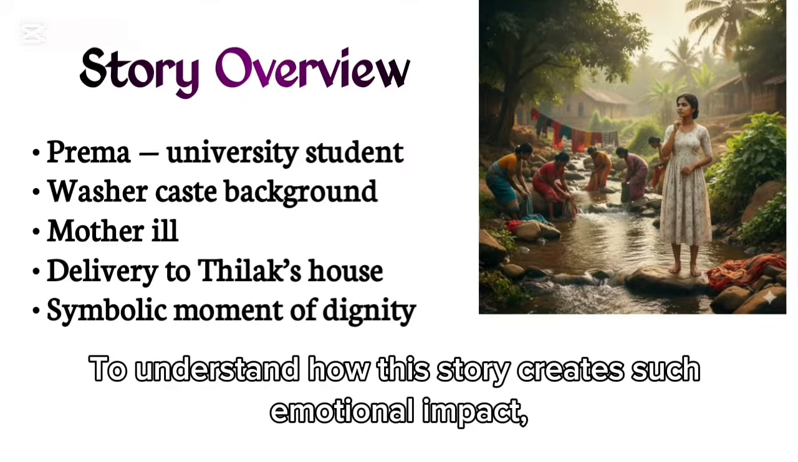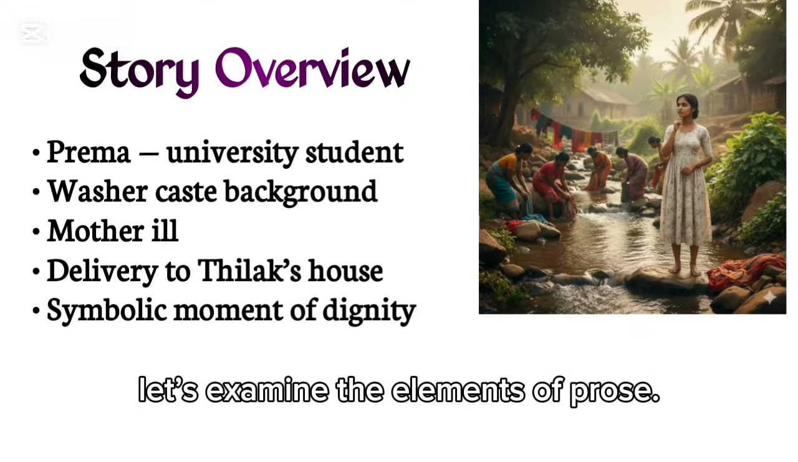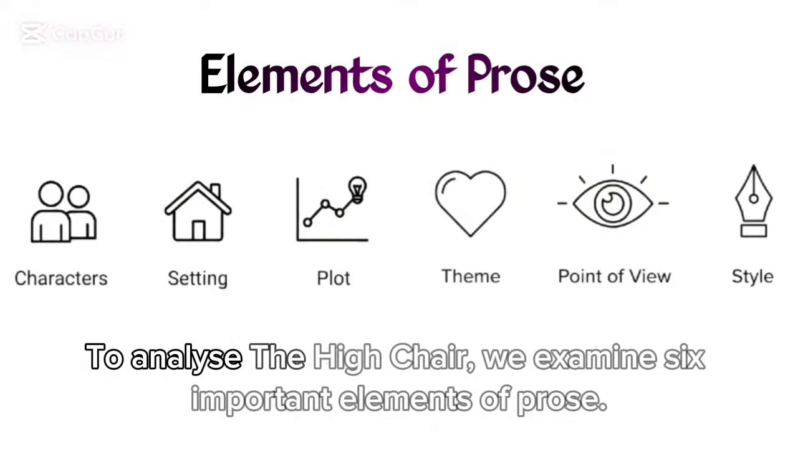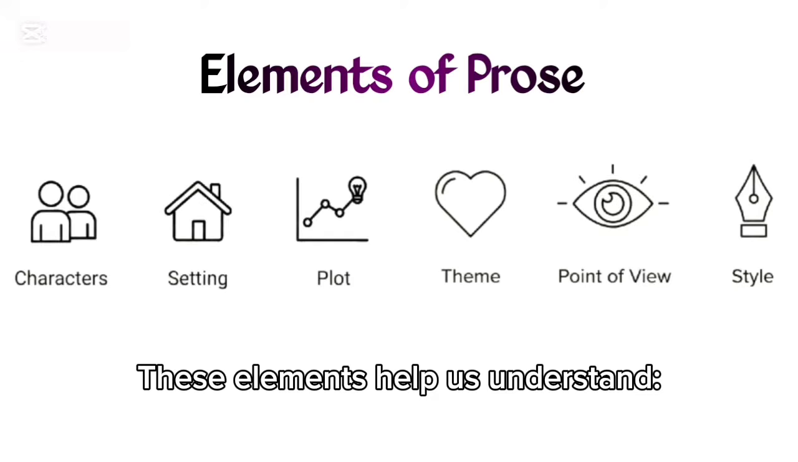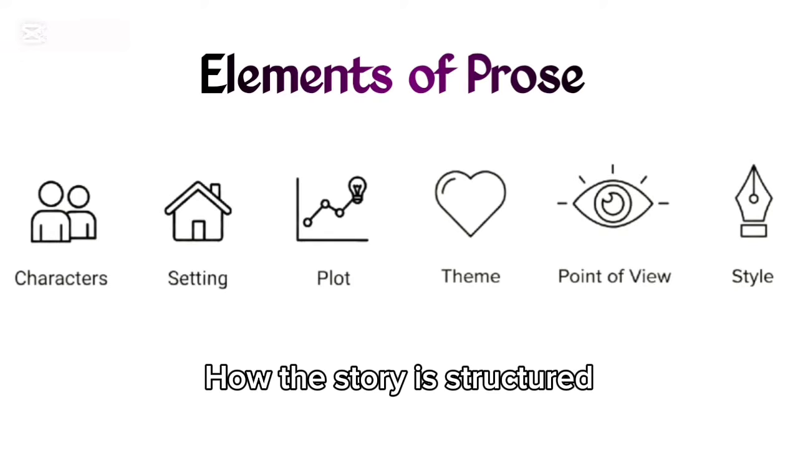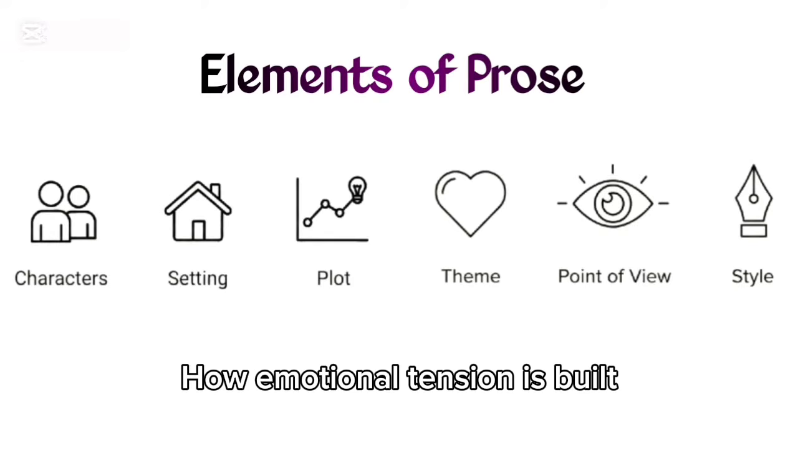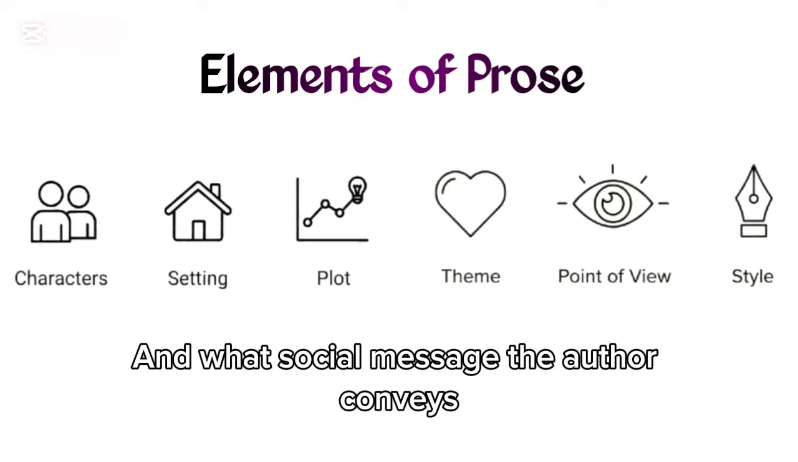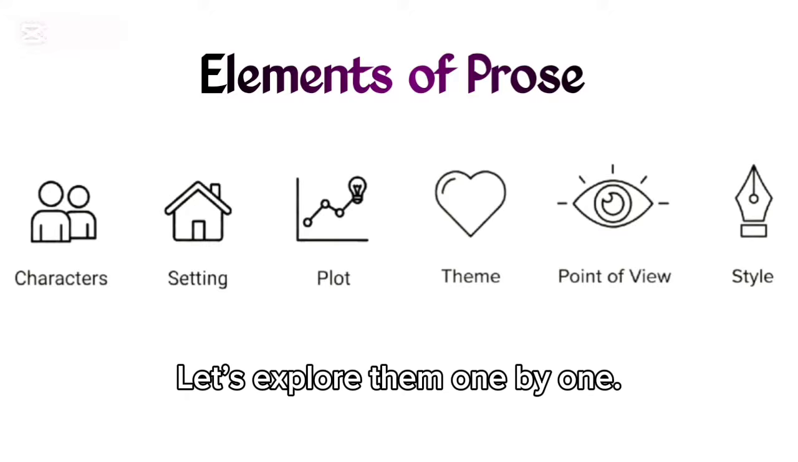To understand how this story creates such emotional impact, let's examine the elements of prose. To analyze the high chair, we examine 6 important elements of prose. These elements help us understand how the story is structured, how emotional tension is built, and what social message the author conveys. Let's explore them one by one.